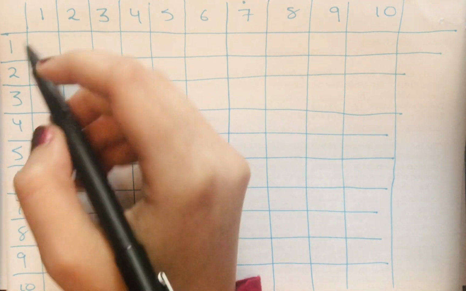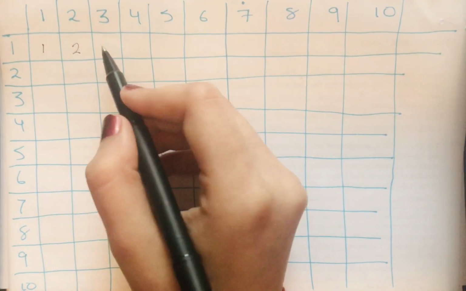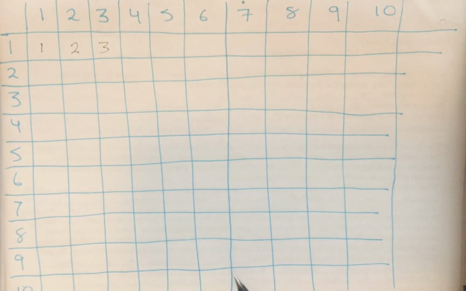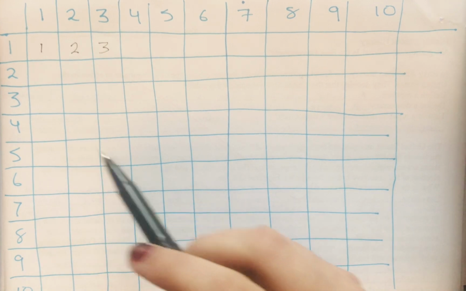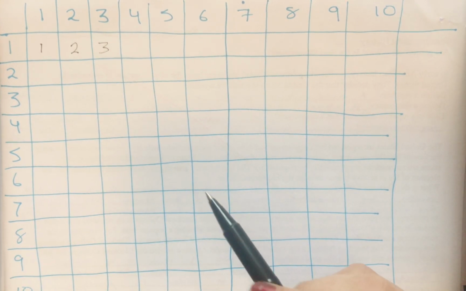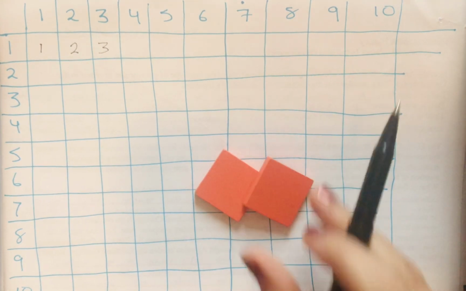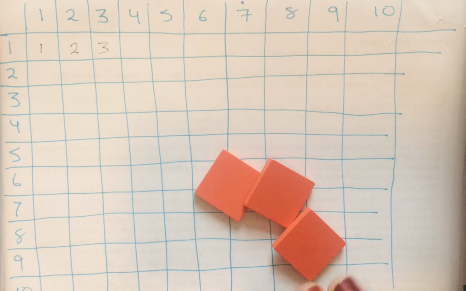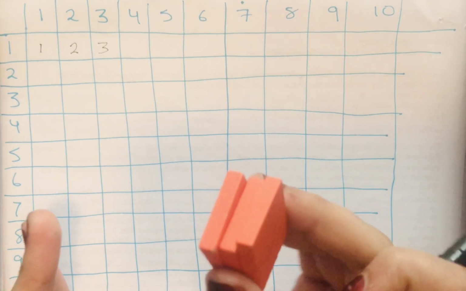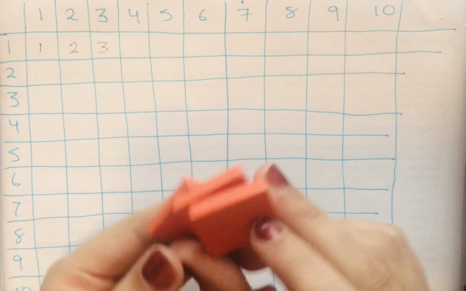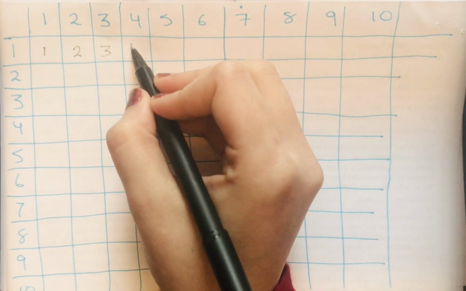So 1 times 1 is 1, 2 times 1 is 2, 3 times 1 is 3. Why am I saying that all of these remain the same? If someone tells you 3 multiplied by 1, 3 times 1, that means 3 squares only once, no more groups. So if you count it again, you'll get 3 again. You see, 1, 2, 3. That's why whenever you multiply a number by 1, you get the number itself.